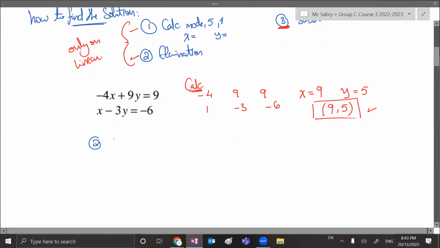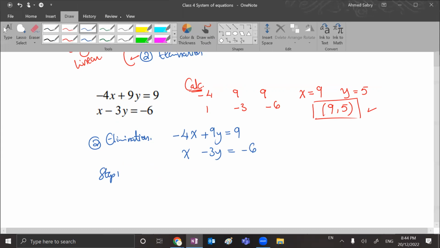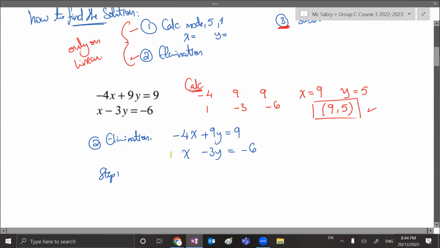Now we'll try the second method, which is the elimination method. Now, in order again to solve the elimination method, we have to have the same order. So they're already written in the correct order: x and then y and then equal and then number, x and then y and then equal and then another number. Now, the first step in elimination is to make sure that the coefficients are the same. Either the x's have the same coefficient, or the y's have the same coefficient, this or this, whatever you prefer.